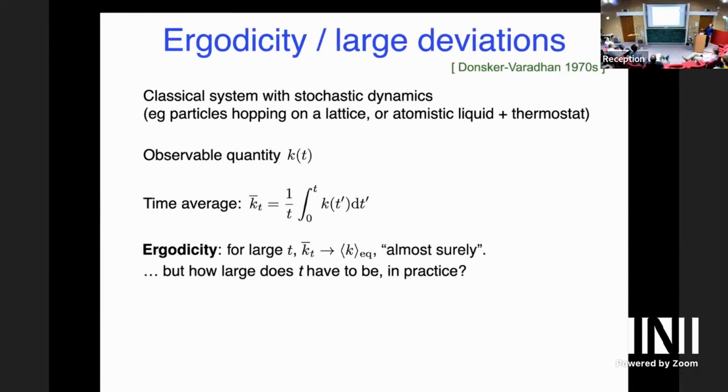But you might ask, well, how big does t have to be for this convergence to happen? And of course, in glasses, when relaxation time becomes extremely long, the time required for convergence has to be extremely long. So there are already subtleties associated with convergence to this limit, which have interesting physics behind them to do with the glass transition or slow dynamics.